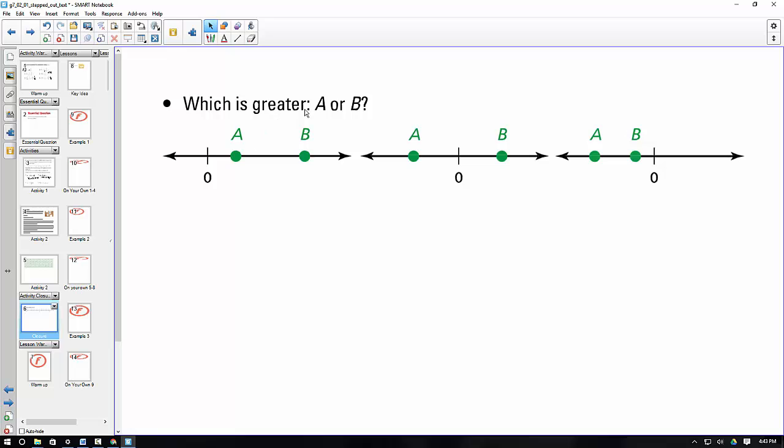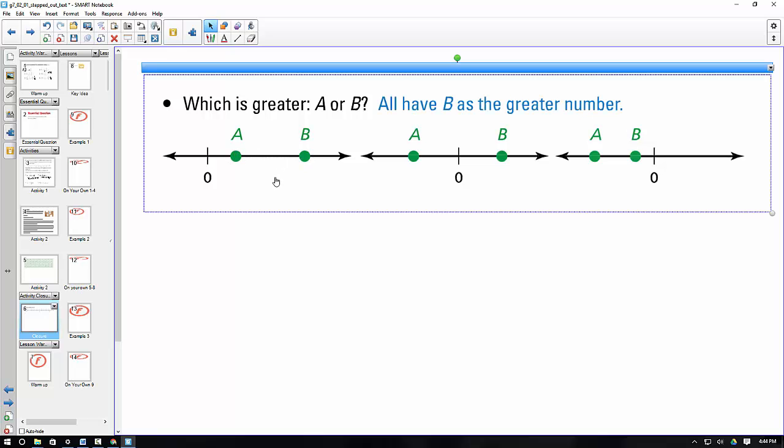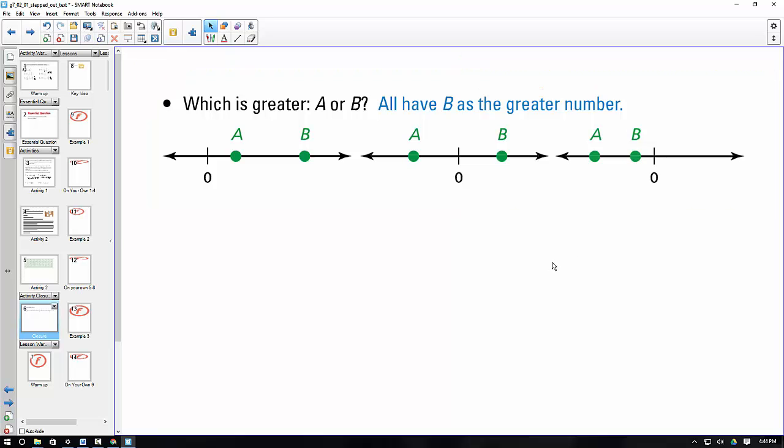So then I look at this one, which is greater, A or B? This is where 0 is, and look at the position of the numbers here. So I'm going to say in this case, B is larger. Okay, in this one, B is also larger. And in this one, it sounds strange, but B is larger because if I look at 0, B is closer to 0. So these are both negative numbers, but this is a smaller negative number, therefore it is larger.